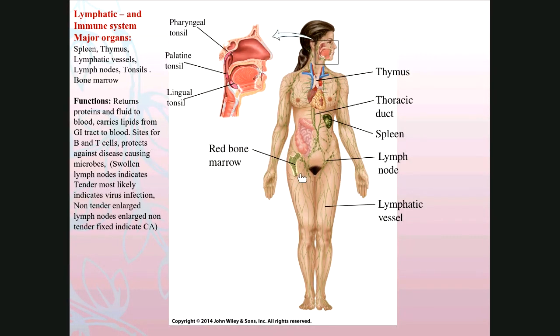Throughout the lymphatic system and in the lymph nodes, we have T and B cells, which protect us against diseases and microbes. We know that when our lymph nodes are swollen, they're actually fighting off either bacterial infections or viral infections or something a little more serious like cancer.